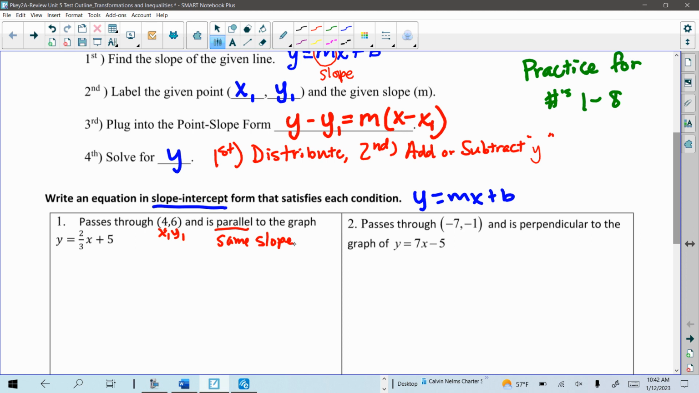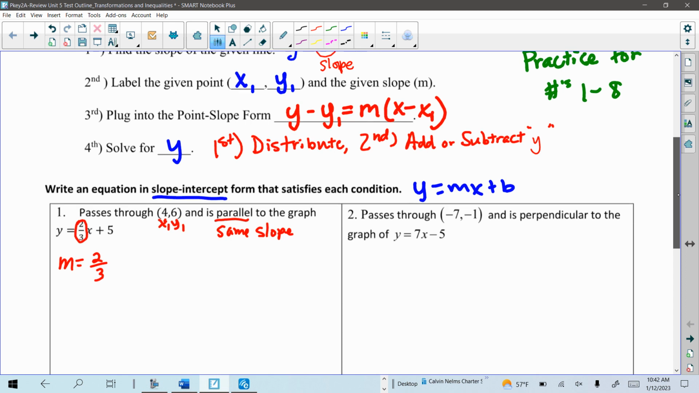Okay. And then to the graph y equals 2/3 x. So in this equation, what is the slope? Yep, so I'm just going to circle it. This is what I always do. So my m equals 2/3. So I'm going to use that in my step 3, which is point slope form.